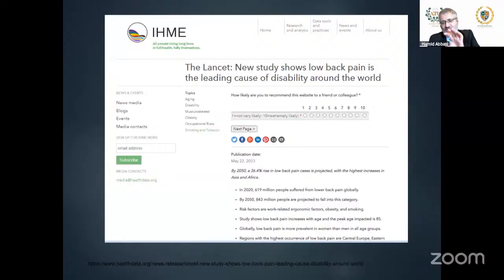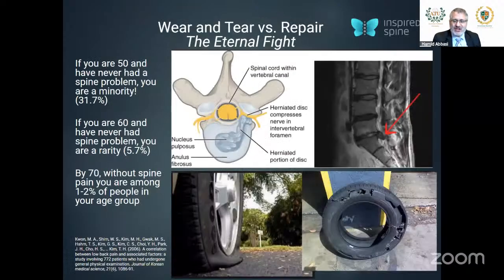Now, all of us are in the right field. Spine is the number one reason for disability, and it's going to get even more. The numbers are going to increase. Why is it important? Because the number of patients we have to deal with is going to increase, and we have to be efficient. By the time you're 70 years old, there's only a 2% chance you don't have a spine problem. Thank the Lord, we don't have to do surgery for all of them. But that number is going to be increasing.